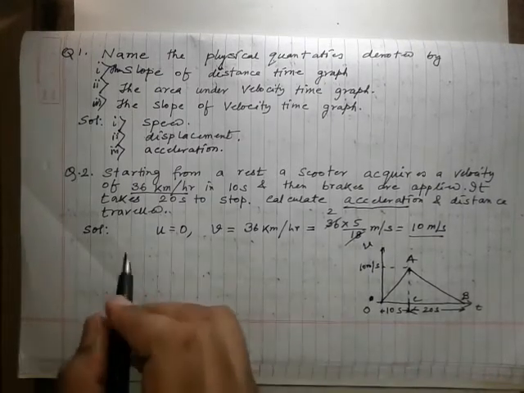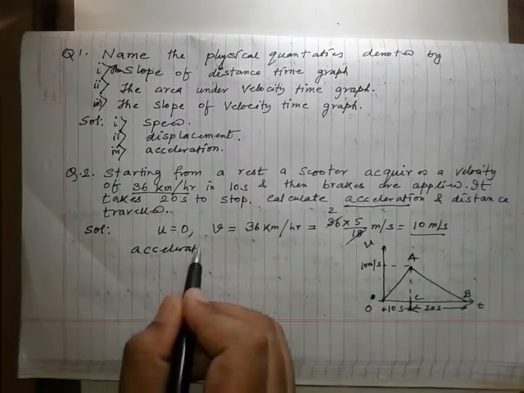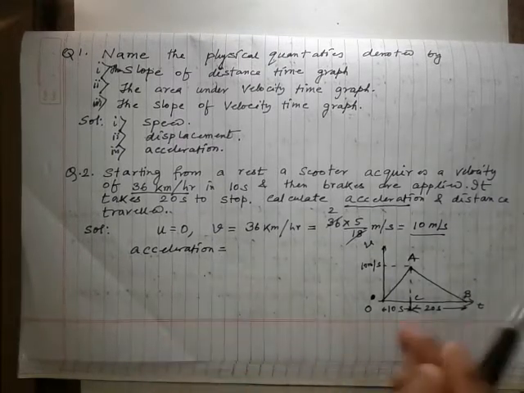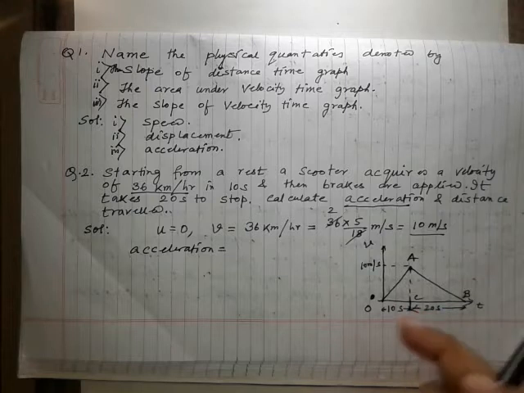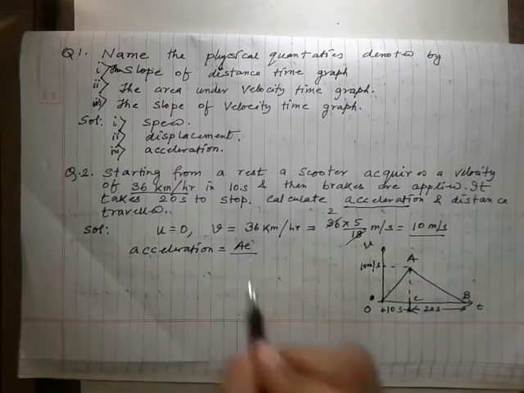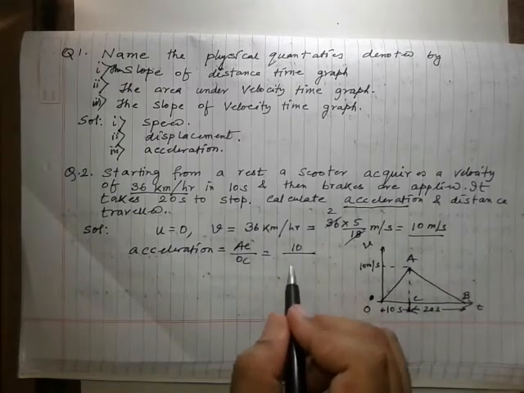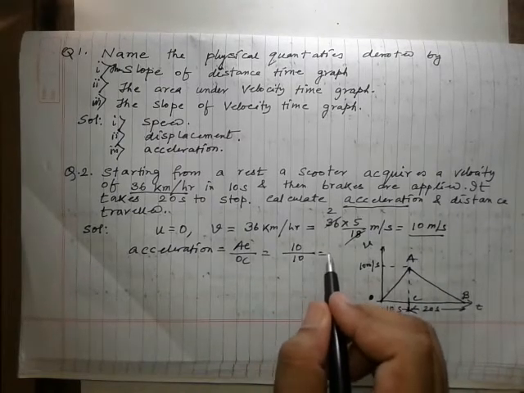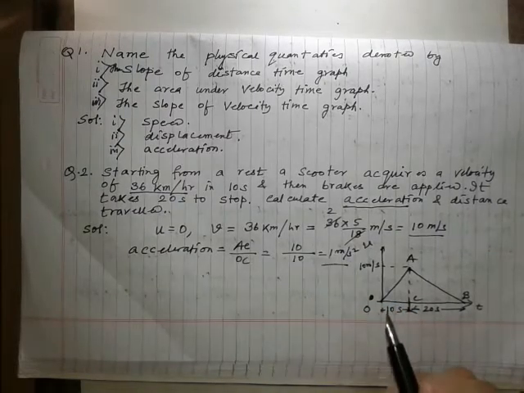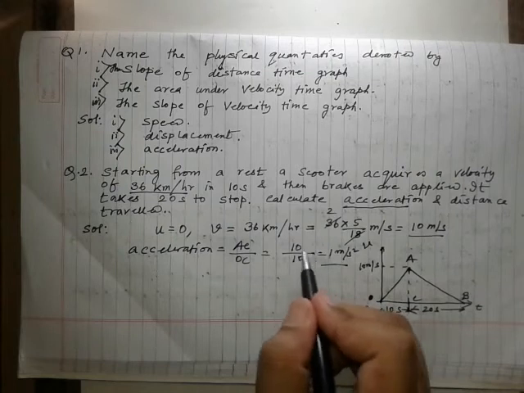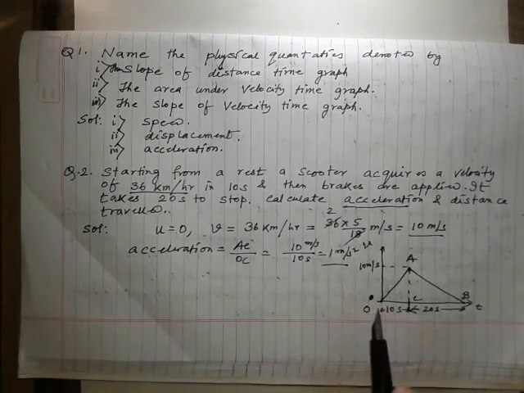So acceleration is equal to slope. That means AC by OC. Sorry, AC is 10, OC is also 10. So that is 1 meter per second square. This is the acceleration we got. So this one you can write meter per second, and this one is second. So meter per second square.